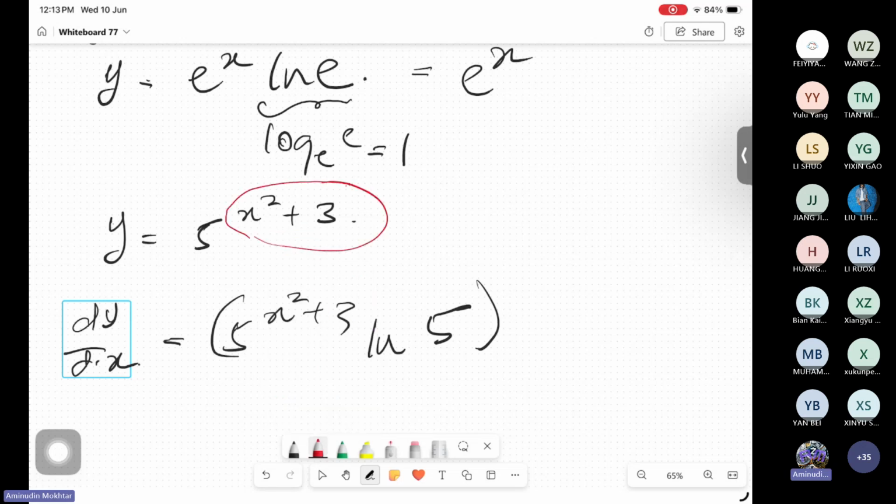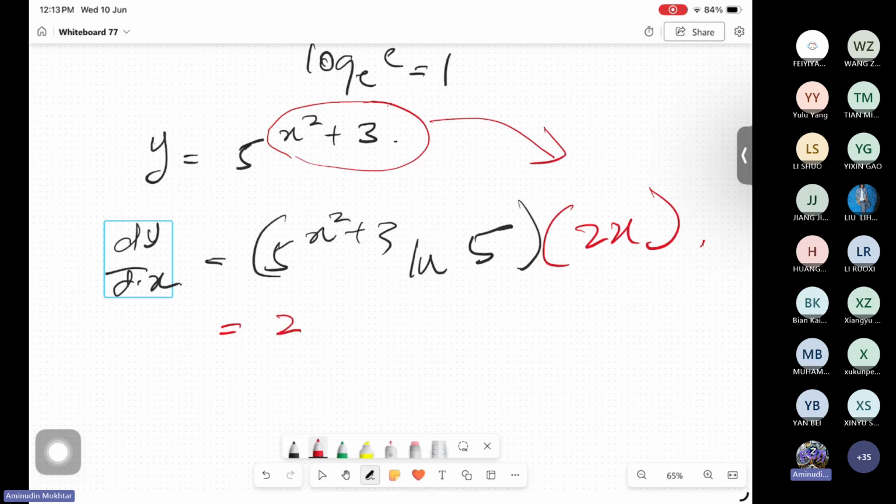But remember we have another function here, and this function must be differentiated. We need to differentiate x squared plus 3. The first derivative of x squared is 2x, and the derivative of the constant 3 is 0. So we can arrange this function. It can also be written as 2x ln pi, and then pi to the power of x squared plus 3. That's the derivative of the exponential function.